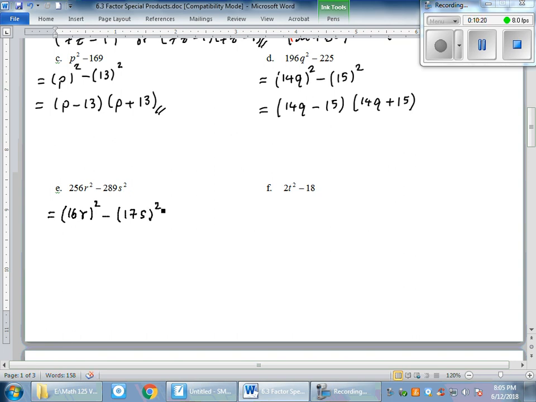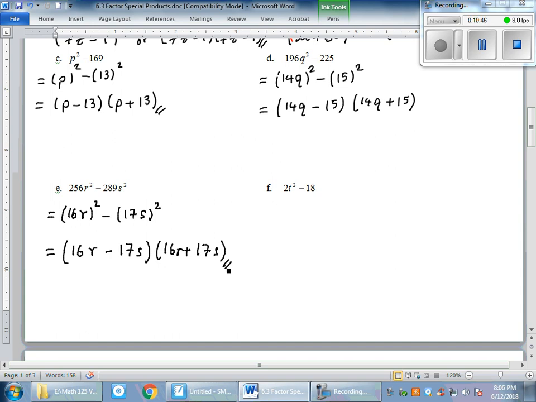So I can rewrite it into this first square minus last square format. So my first is 16r, my last is 17s. Now plug it into the formula, first minus last, first plus last, and this will be my final answer.